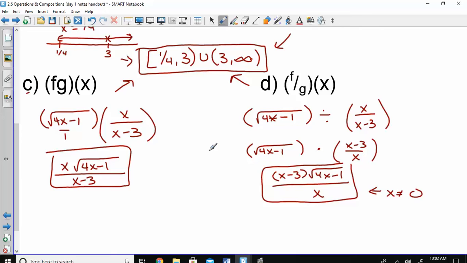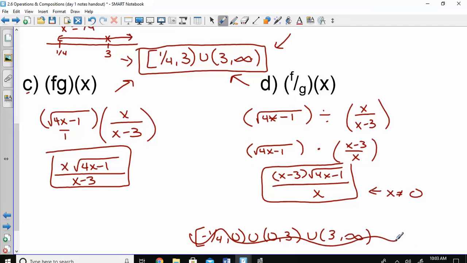Question 6. So if the x on that one problem is 0, yeah, if this had been like, say, negative 1/4, then you would have had to take out 0. So you would have had to go from negative 1/4 to 0, and then from 0 to 3, and then from 3 to infinity. So if 0 was included, you would just take it out. Other questions?